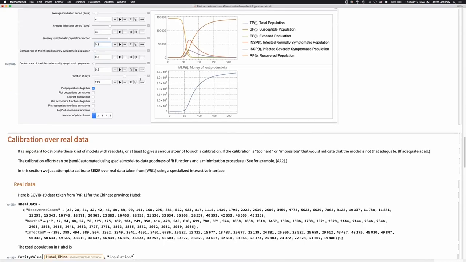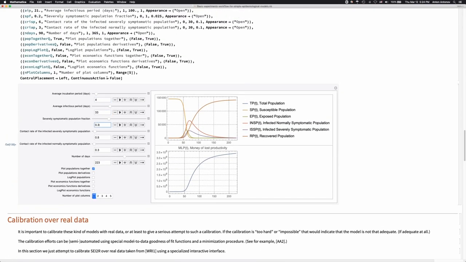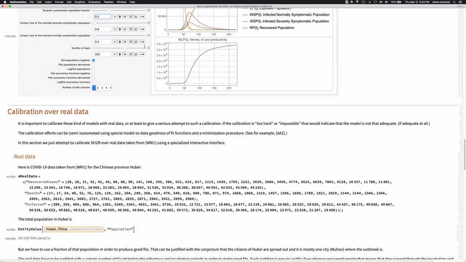I'm not going to be doing it in this particular session, but this is one of the reasons to construct the models in this way. One of the reasons is to have the ability to change the rates, not to be constant, but also to be functions which are derived from some data analysis.